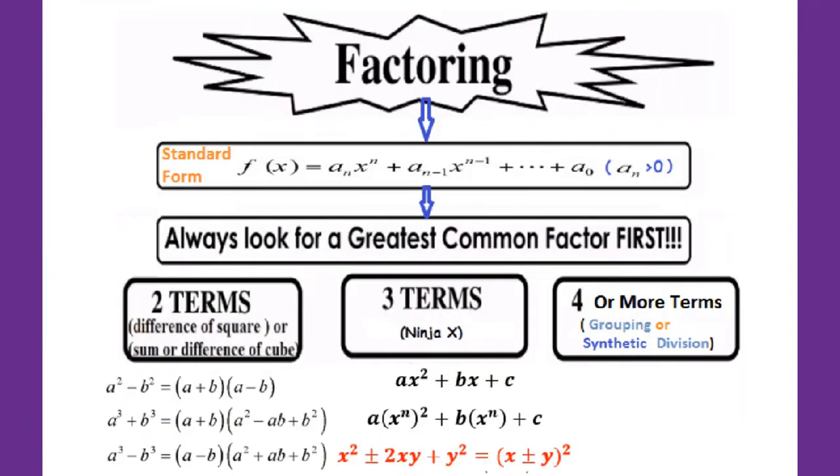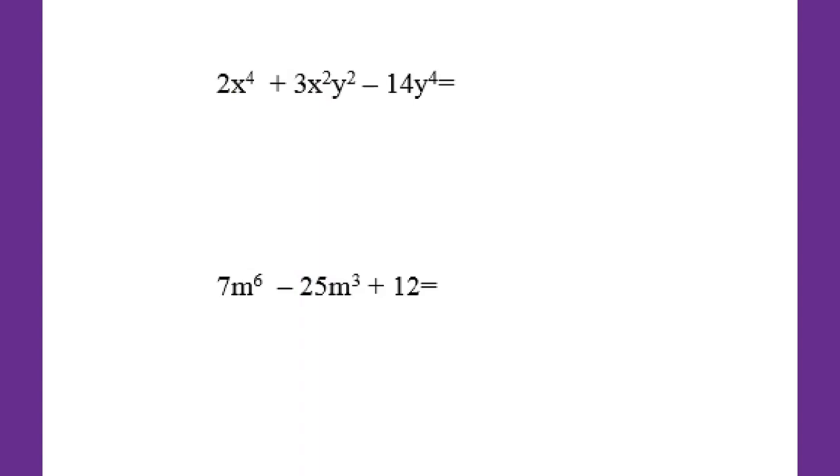In today's lesson, I will talk about how to factor the twisted quadratic function. Let's look at these two examples. First of all, a twisted quadratic function has to be written in this format: a x to the nth power squared plus b x to the nth power, then plus c. So look at the first question.